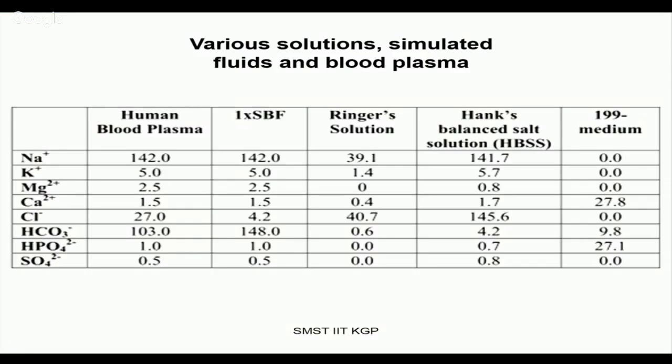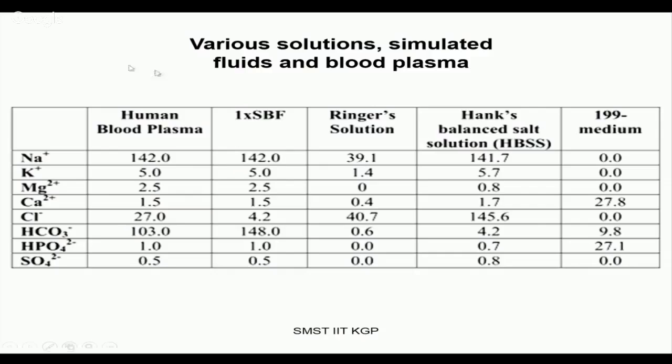So what we can see here is different types of simulated body fluids are available for different types of testing. One is called human blood plasma. We see different concentrations of sodium, potassium, magnesium, chloride, carbonate, phosphate, and sulfates. Similarly, we see the SBF. SBF was introduced by Kokubo, simulated body fluid. So it has slight differences in terms of different ion concentrations.